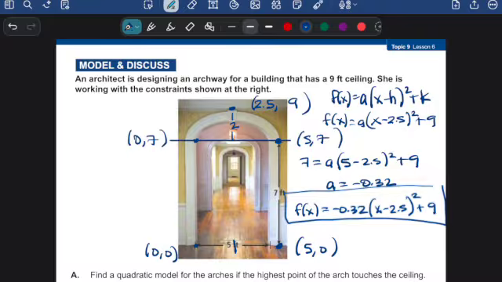Part B, describe how to change the model so that the highest point of the arch does not touch the ceiling. Well, then in that case, this constant would be smaller, right? It would be like 8 or 8.5, something like that. So that would mean then that value would be different. A would also be different because the parabola would then be a little bit wider. It wouldn't go up as high. It wouldn't be as stretched out.